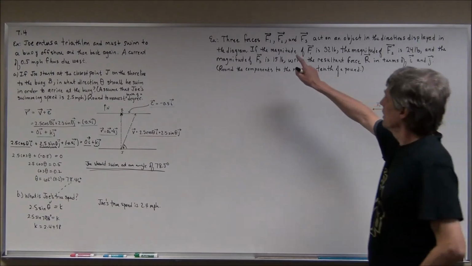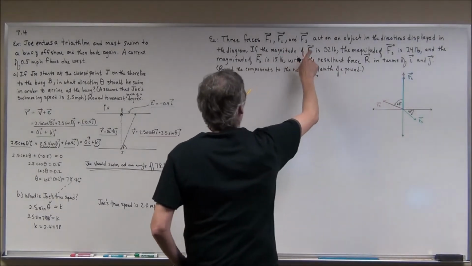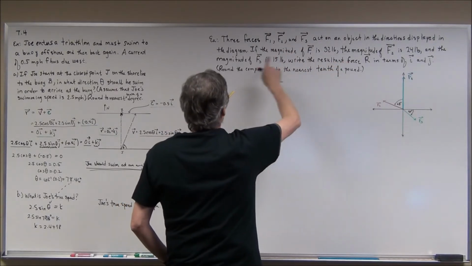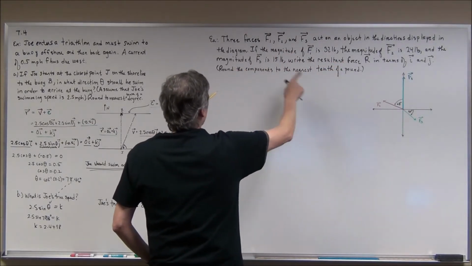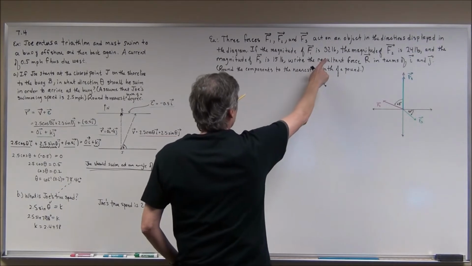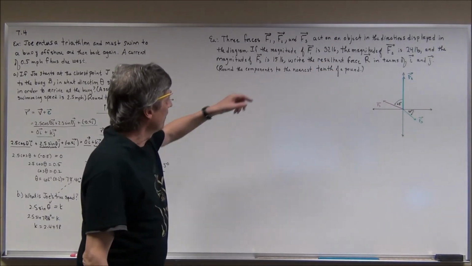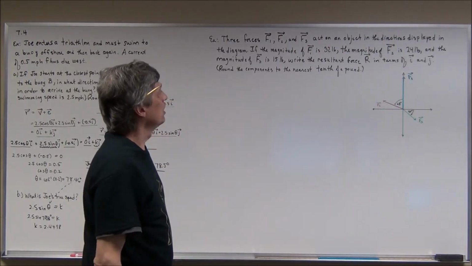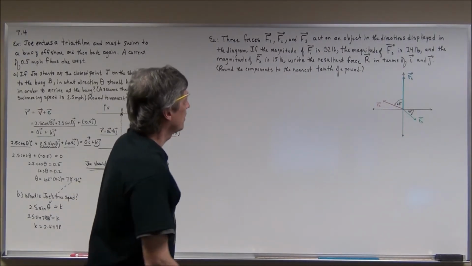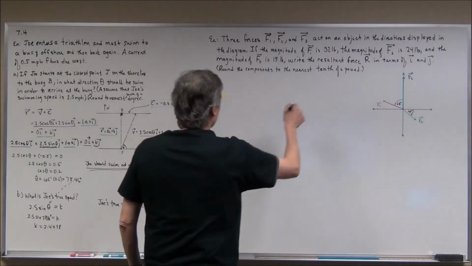So it says forces F sub 1, F sub 2, and F sub 3, all of which are vectors, act on an object in the directions depicted in the diagram here. The magnitude of F1 is 32 pounds, the magnitude of vector F2 is 24 pounds, and the magnitude of vector F3 is 15 pounds. You're to write the resultant force, vector R, in terms of i and j.